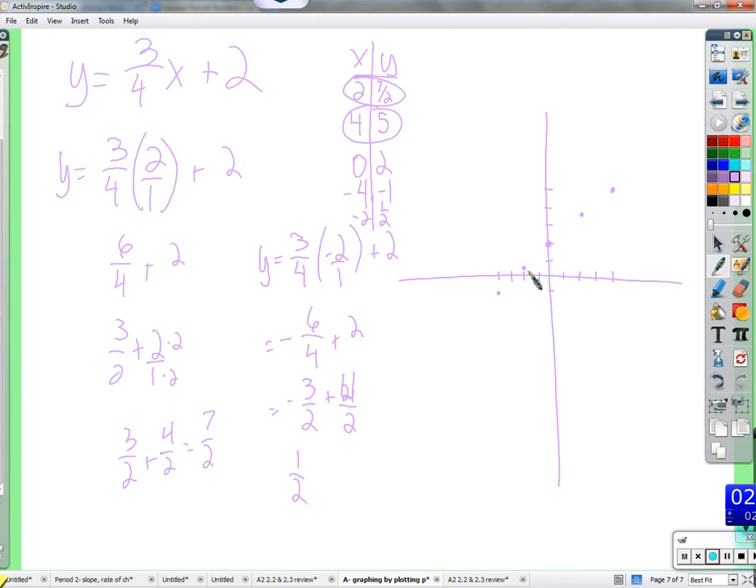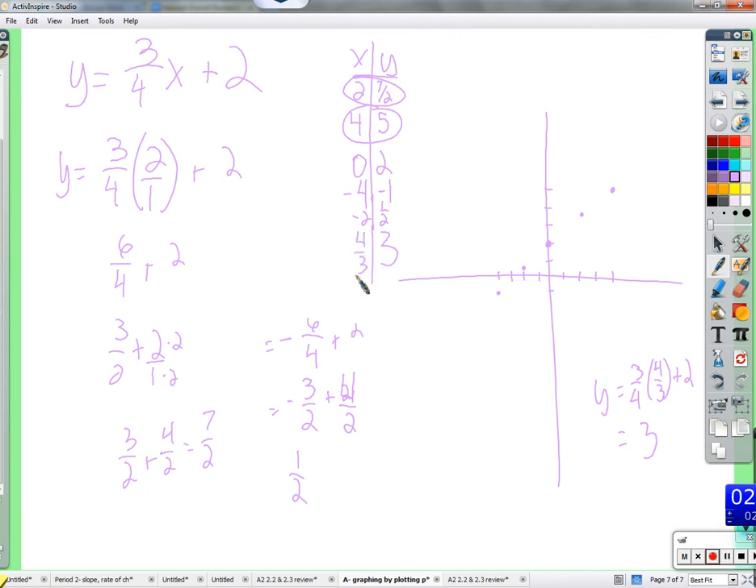On plotting points, I know this is a fraction, but would 4/3 work too? Well, that's pretty clever too. Y equals 3/4 times 4/3 plus 2. Well, I get 12 over 12, right? That's just 1. 1 plus 2 is 3. Okay, so 3, that's simple.